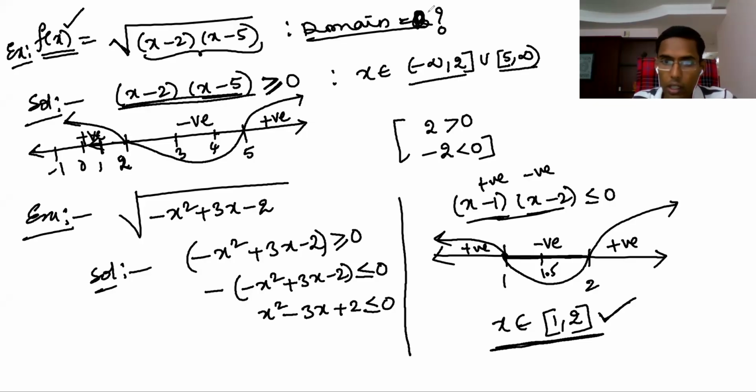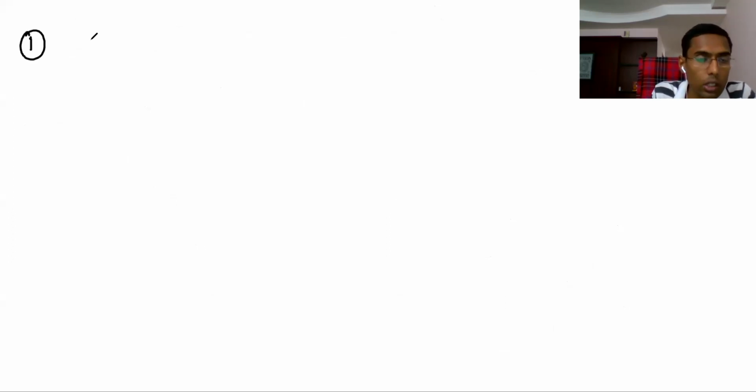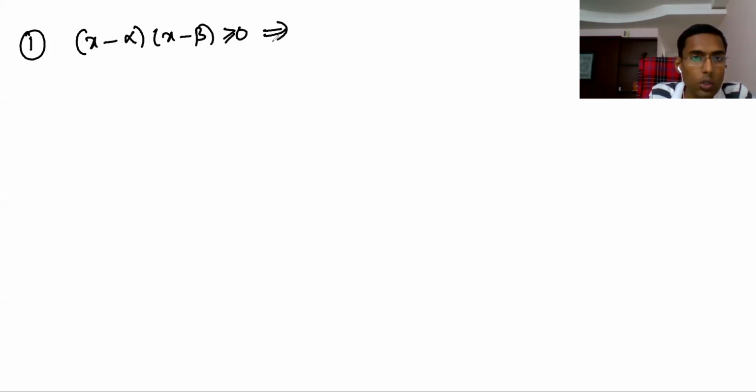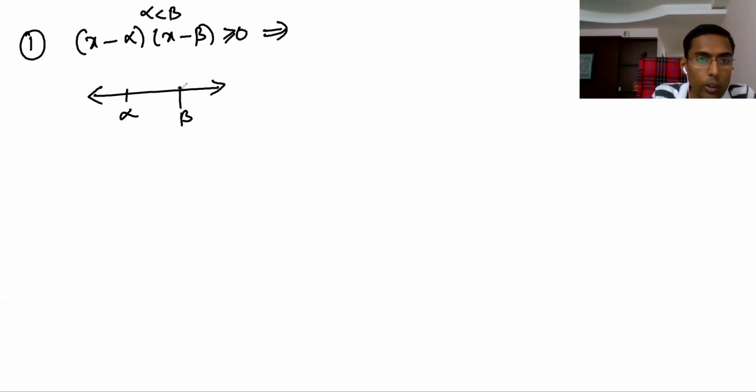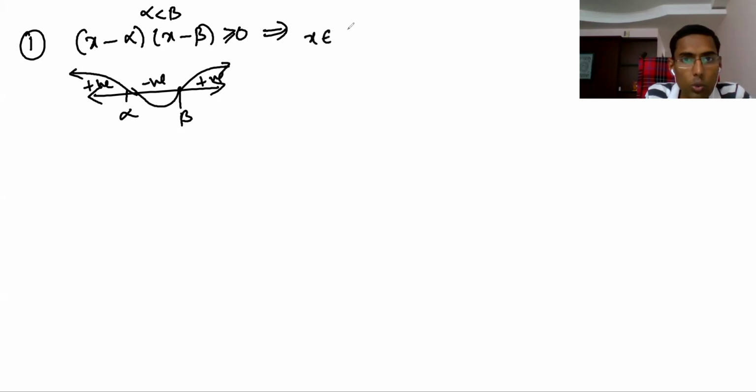Okay, now let's take the next formula. Number 1: x minus alpha into x minus beta greater than or equal to 0. What is the solution for this? Greater than means what is the solution? See here, let's say alpha is less than beta. So this is alpha, this is beta. Now more than this, if you take this, you get positive; in between you get negative; in here you get positive. So x belongs to minus infinity to alpha closed, union beta to infinity, is what you get.